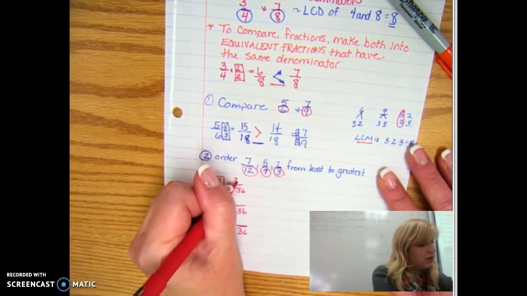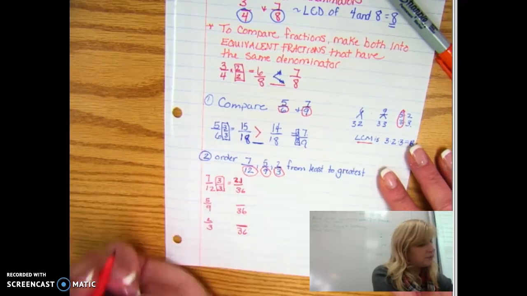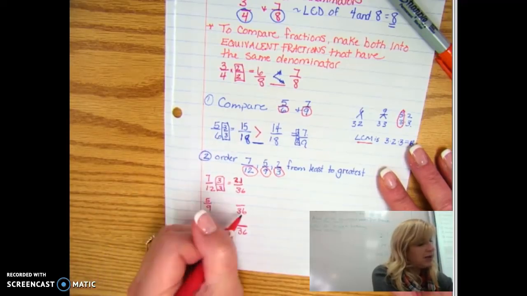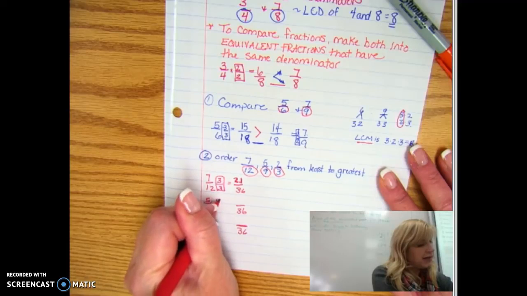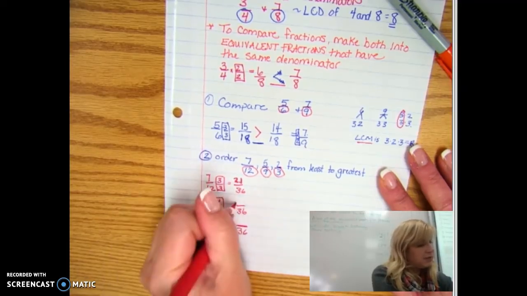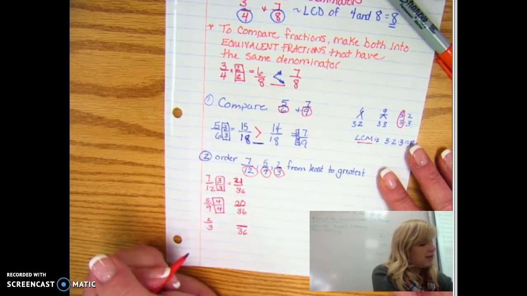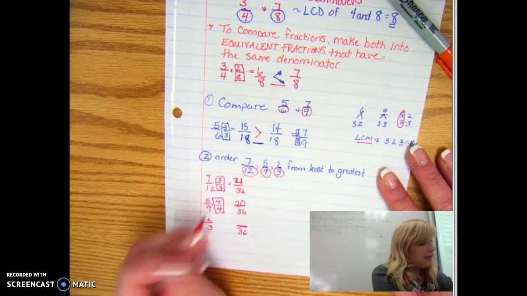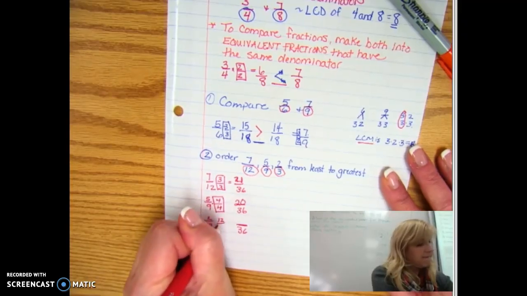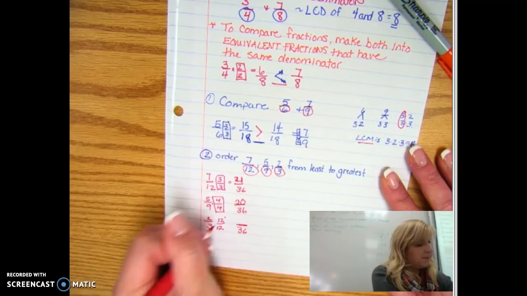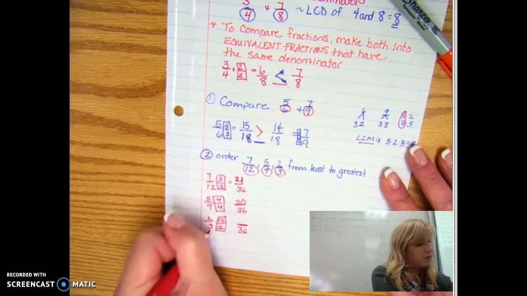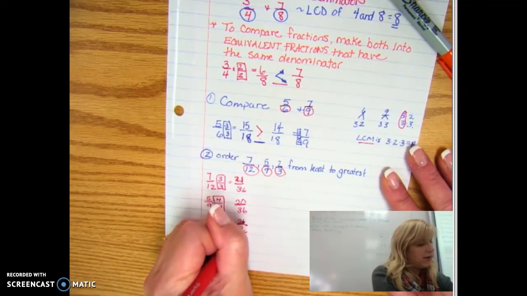7 times 3 is 21. 5 times 9, what times 9 is 36? Well, this one I have to multiply times a 4 over 4. So 5 times 4 is 20, 36. Oh, and this one is a 12. I have to multiply it times 12. 3 times 12 is 36. 2 times 12 is 24.